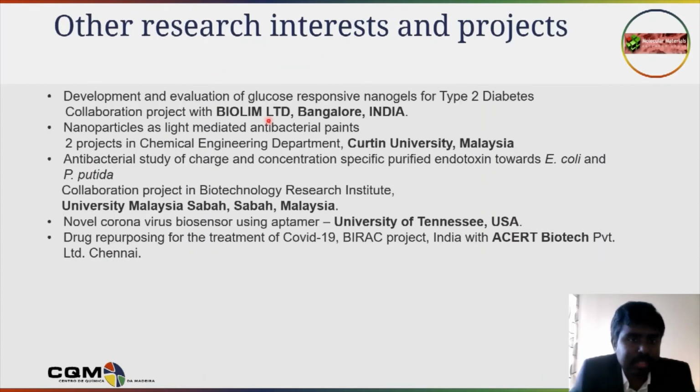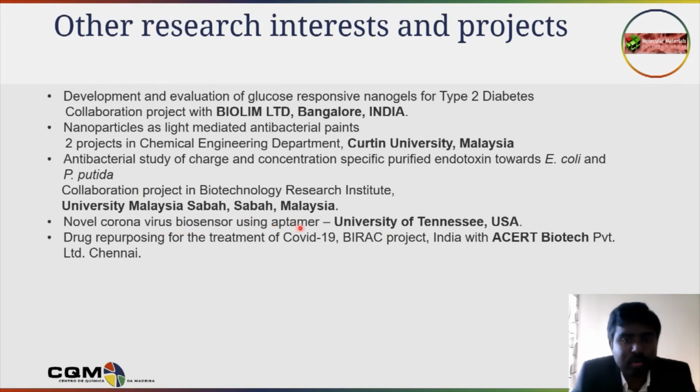My other research interests: we are also developing and evaluating glucose responsive nanogels for type 2 diabetes, and this is a collaborative project with Biolim Limited, Bangalore. It's a small-scale biotech company in India. We are also working on nanoparticles as light mediated antibacterial paints. There are two projects in the chemical engineering department, Curtin University, Malaysia, my alma mater: antibacterial study of charge and concentration specific purified endotoxin towards E. coli and P. putida. This is a collaborative project with Universiti Malaysia Sabah, Malaysia, and we're also working on a novel coronavirus biosensor using aptamer. It is an in silico model.